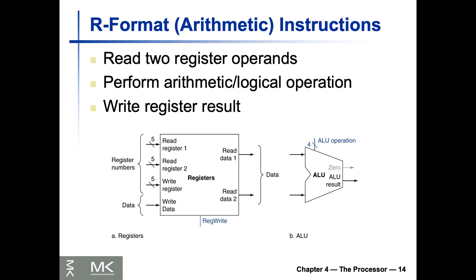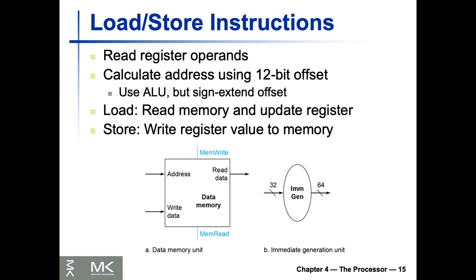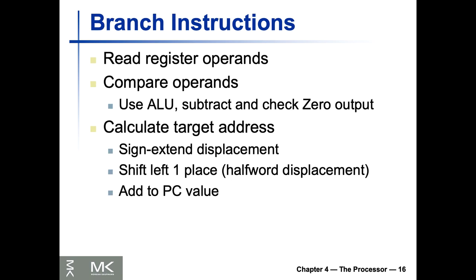All right. We saw what the R-format or arithmetic instructions were. We saw what the load and store instructions could be. Let's just wrap up with the branch instructions. The branch instructions read register operands and compare operands. They're going to use the ALU again, subtract and check the zero output, right? That was your question. And it calculates the target address, so it sign extends the displacement, shifts left, and adds to the PC value. So the PC will know whether it's going to be plus 4 or the branch address itself.